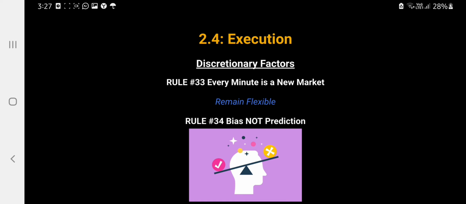But that still means that 1 out of every 5 trades is going to lose. And that's totally fine. You're not here to make a 100% win rate. You're here to make a high enough win rate with good enough risk management that you can be profitable over time. So, rule number 34, focus on bias, not prediction.